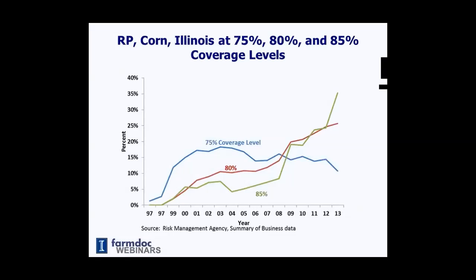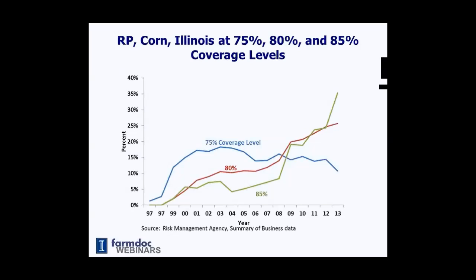85% coverage level was not available in 96 and 97. Since that point in time, it has increased, and now the 85% coverage level in 2013 was the highest used. So over time, we've seen farmers switch from 75 and lower coverage levels into the 80 and 85% coverage levels. And that switch has accelerated in 2008. If you look at 2008 there, that was the year in which we saw the introduction of enterprise units, higher subsidies for enterprise units, and that was one of the events that caused the use of those higher coverage levels.